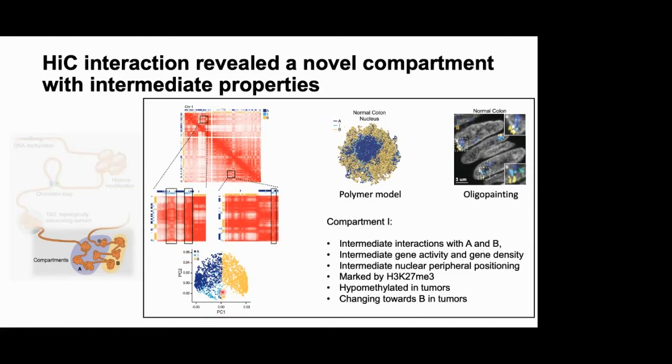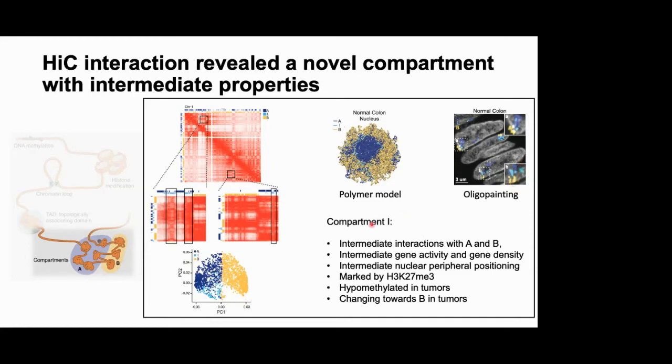Something that we also saw was that when we went back to the definition of the compartment calls, these hypomethylated A blocks tended to separate in lower PC loadings of the eigenvector decomposition. The polymer models positioned these hypomethylated A blocks in the intermediate between A chromatin and B chromatin, as shown here. And this is something that we also validated using chromosome oligopainting. As you can see in this example, hypomethylated A blocks tended to have their self-interactions and tended to be between A chromatin and B chromatin.